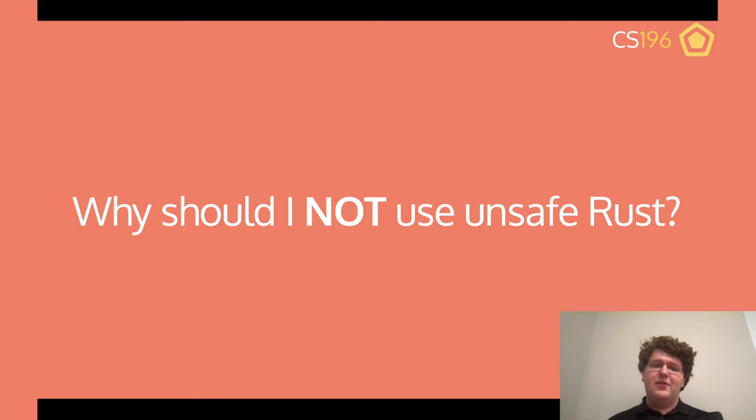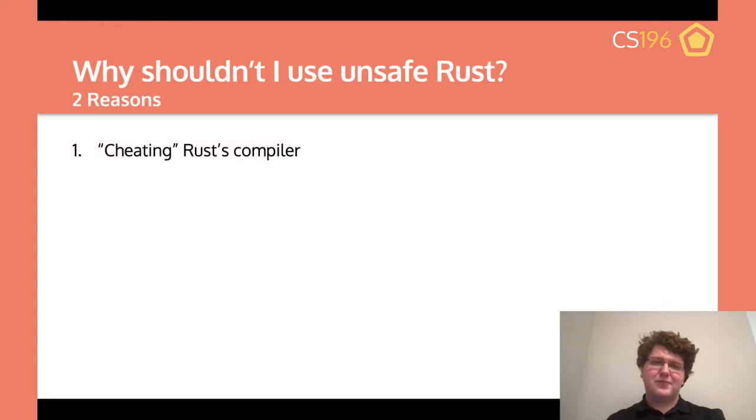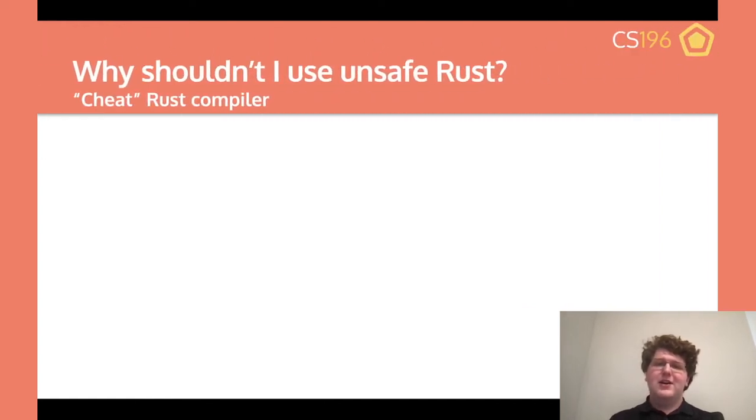So let's now talk about why you should use or not use unsafe Rust. And this, you may be unsurprised to find out, is longer than the list of why you should use safe Rust or unsafe Rust. So the first reason is cheating Rust's compiler. So let's talk about this. Why shouldn't you use unsafe Rust for cheating the Rust compiler?